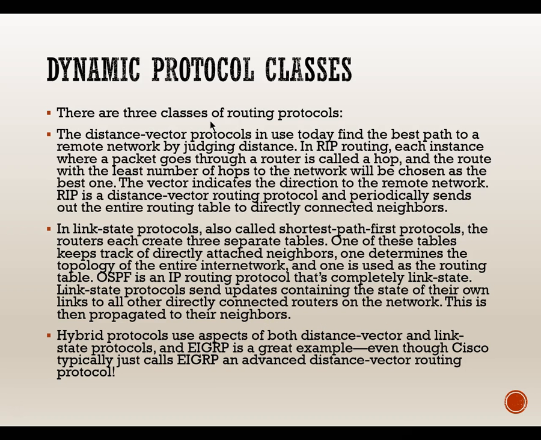The dynamic routing protocol classes. 3 classes. First one's distance vector. Is used to find the best path to a remote network by judging its distance. RIP is a distance vector protocol. In RIP routing, each instance where a packet goes through a router is called a hop, and the route with the least number of hops to the network will be chosen as the best one.